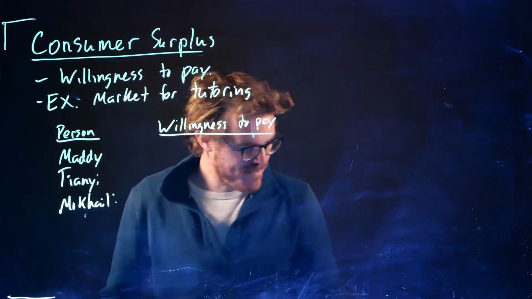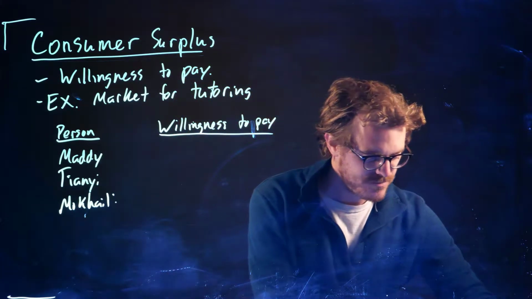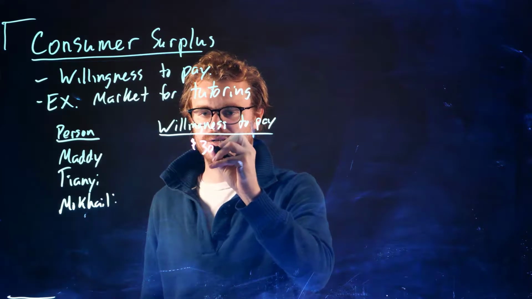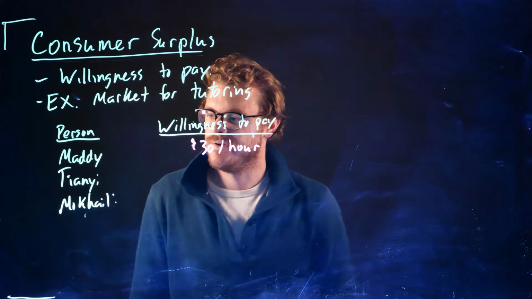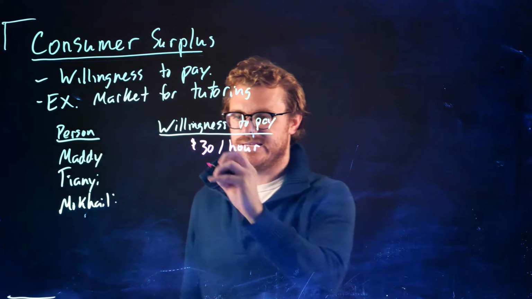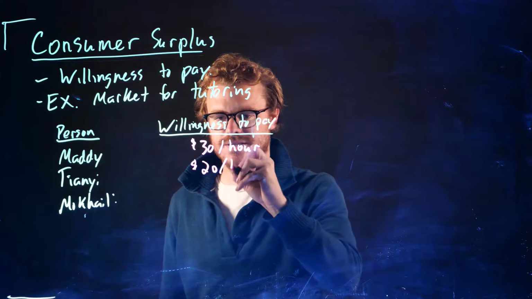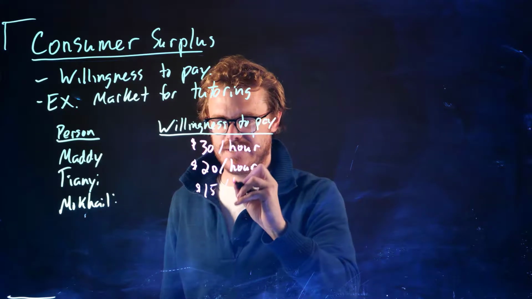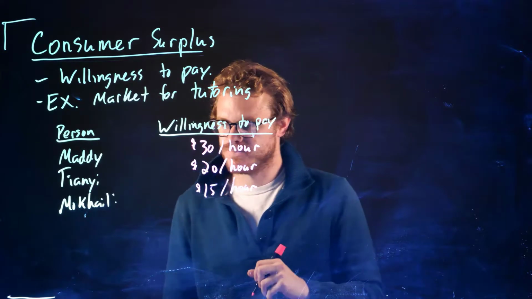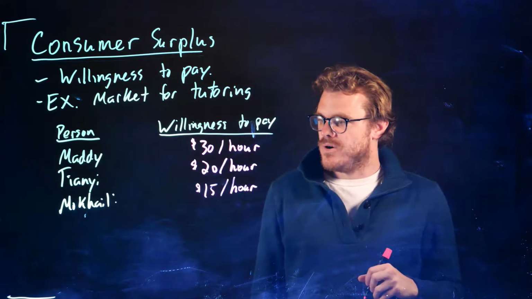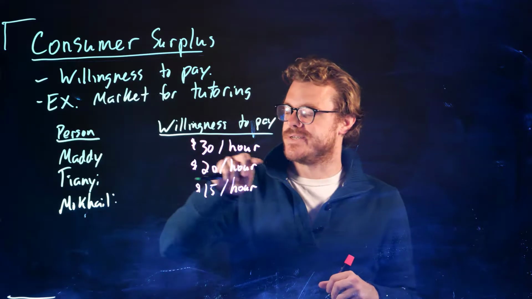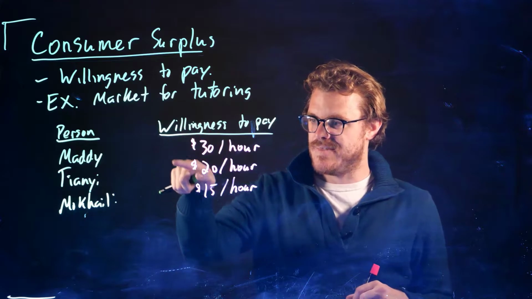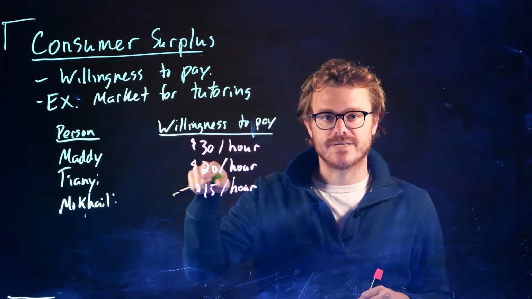And let's imagine that Maddie is willing to pay, let's say, $30 an hour for tutoring. Tianyi is only willing to pay $20 an hour for tutoring. Well, Mikhail, he's only willing to pay $15 an hour for tutoring. So the consumer surplus is going to be the difference between their willingness to pay and the actual price of the good or service in the market.